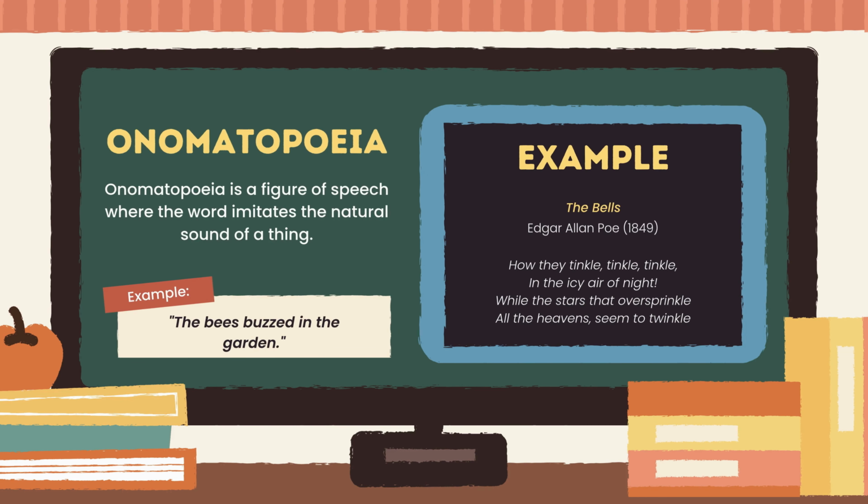Onomatopoeia. Onomatopoeia is a figure of speech where the word imitates the natural sound of a thing. Example, the bees buzzed in the garden.